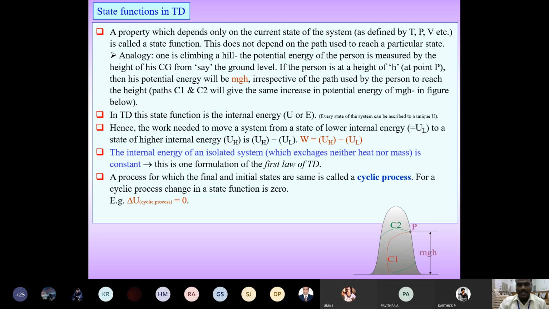So you know what an isolated system is. For an isolated system, there is no transfer of mass as well as energy. So for an isolated system, we can't transfer mass nor energy. So the internal energy is constant.